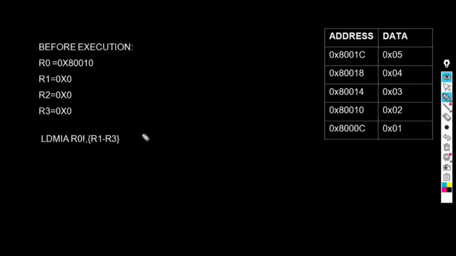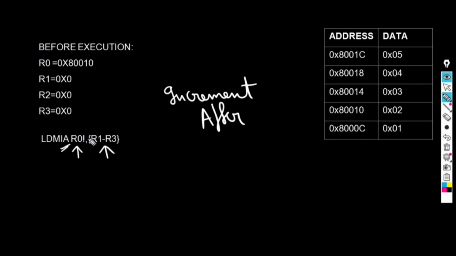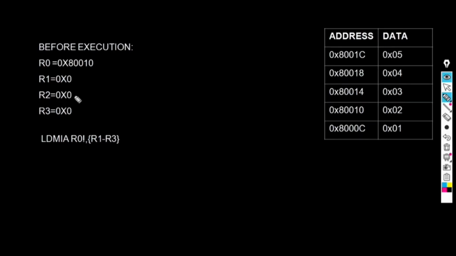The very first instruction we have is LDM. The mode we have is IA. IA means increment after. Then we have our base register being R0. After that, our register list is R1 to R3. Before execution happens, R0 points at an address 80010. Where is that? It's over here. This is the initial address of R0. And the initial values of R1, R2, R3 are 0.